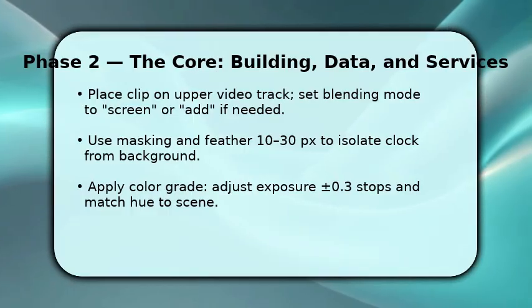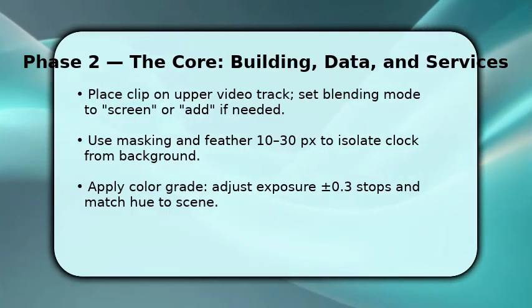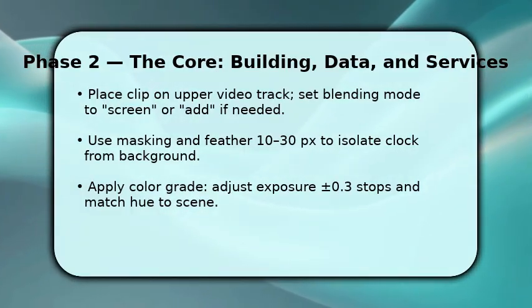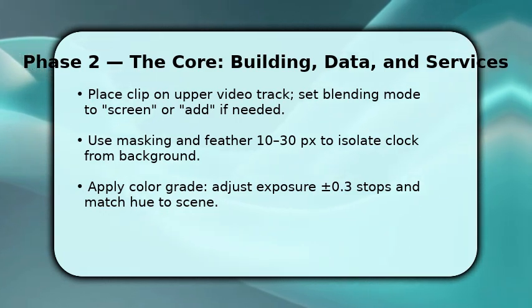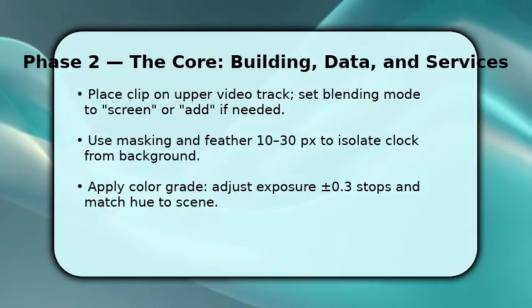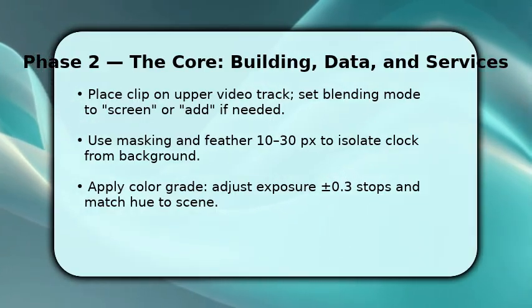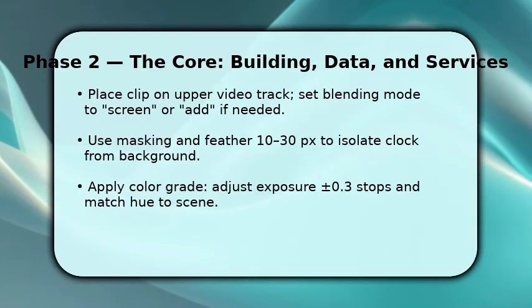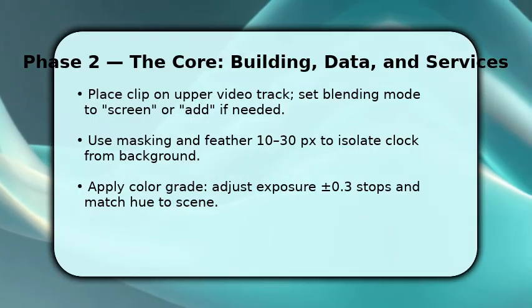Now you composite. Put the flower clock clip on an upper track and align it to the target frame. Use a tight mask to isolate the clock. Feather the edges 10 to 30 px to blend. Once masked, match scale and position precisely, then set blending mode to screen or add if the clip has light elements you want to preserve.